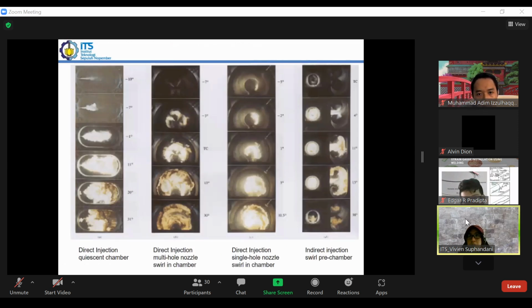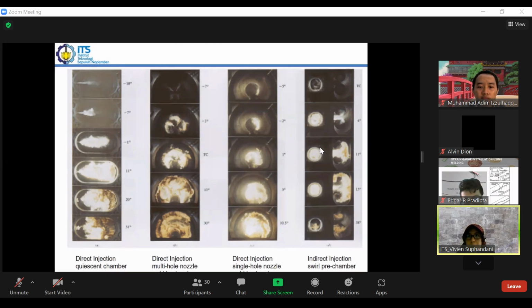Okay, so we see here that yeah, this is the photograph. Yeah. Wait a moment.